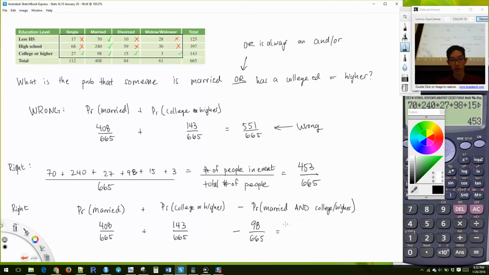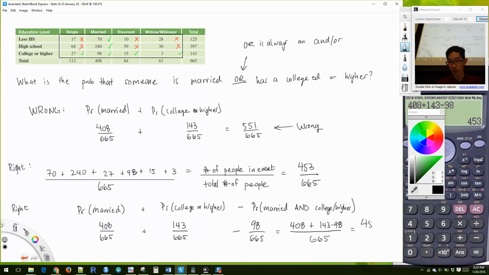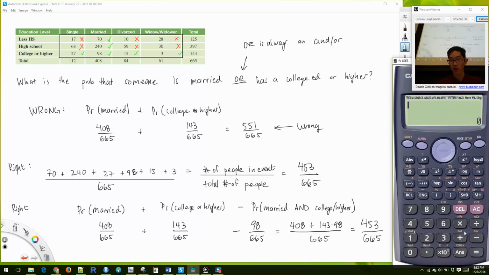Okay, so they all have a common denominator, so I can add them together. 408 plus 143 minus 98 divided by 665, and I will show you that indeed 408 plus 143 minus 98 gives me 453. Okay? So there we go.